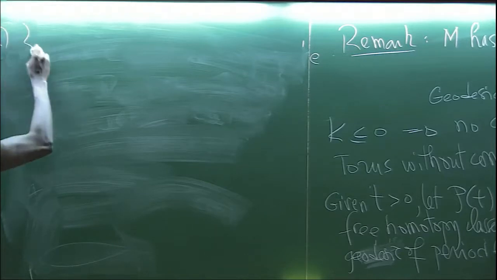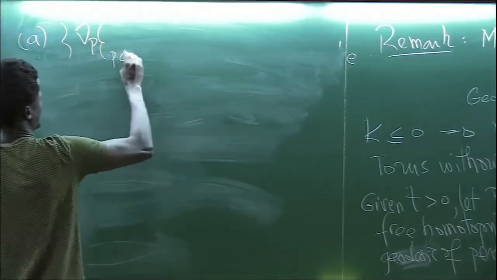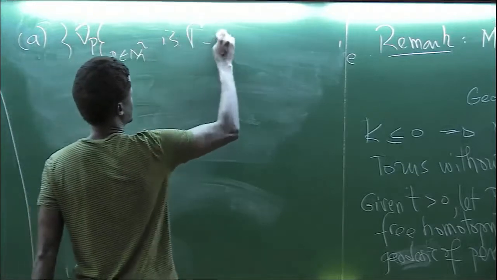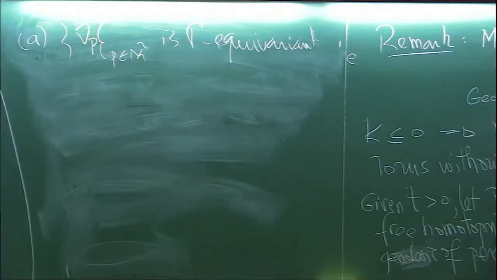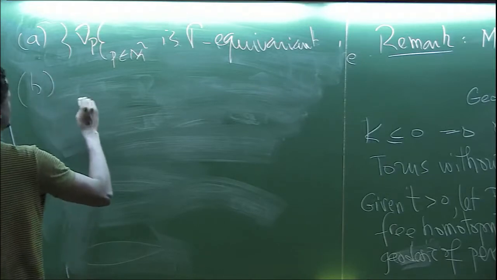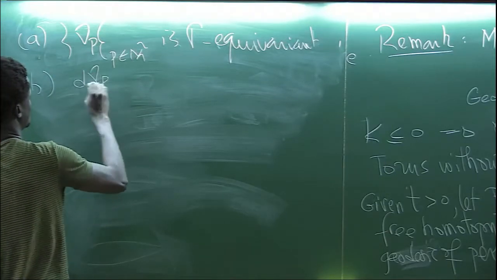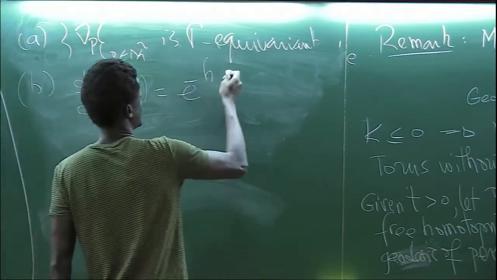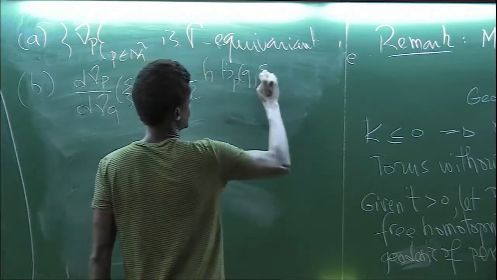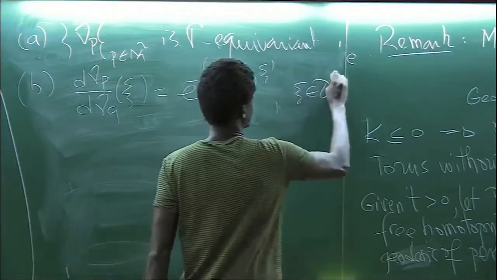Now from here, another thing you get is that this is also gamma equivariant. The first property of this family, which is called the Patterson-Sullivan family, is that nu_p is gamma equivariant. Gamma equivariant is just this property. And you can also prove, maybe I will not discuss the proof, that d nu_p over d nu_q at psi equals exponential of minus h b_{p,q}(psi). I will tell you what this is, for psi in the boundary.